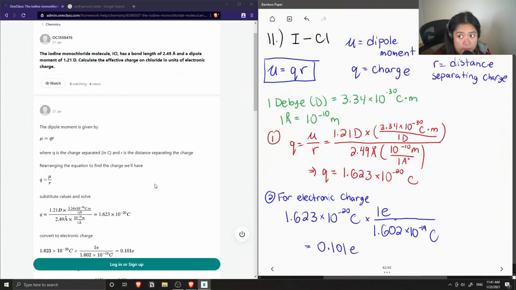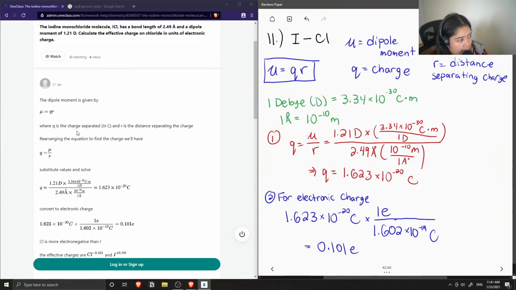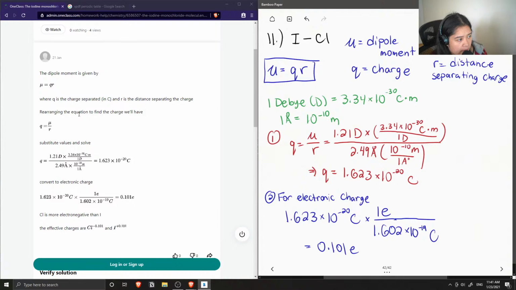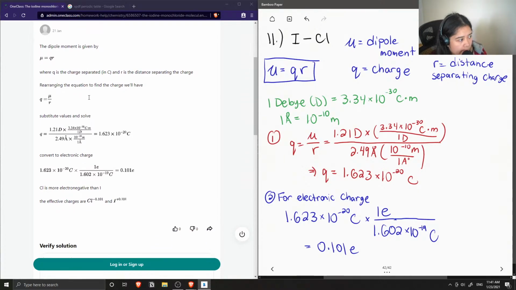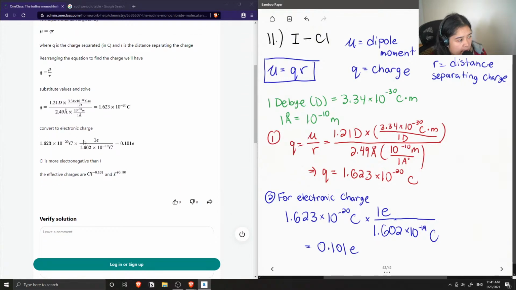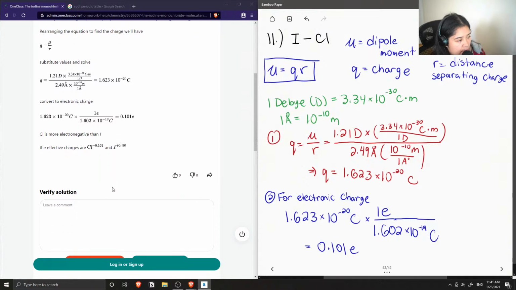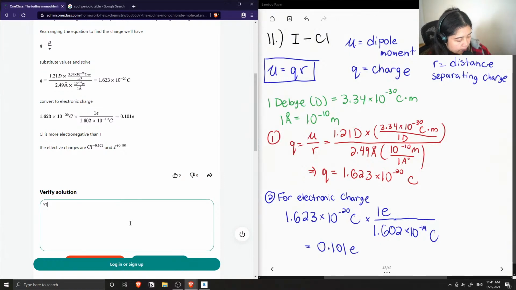So now let's see what the junior tutor said. Dipole moment is given by mu is equal to QR. Q is the charge in coulombs, and R is the distance separating the charge. Rearranging the equation to solve for the charge, they also got 1.623 times 10 to the negative 20. And then they convert it to electronic charge, so they got 0.101. And chlorine is more electronegative than iodine, so they just summarized that the effective charges would be chlorine negative 0.101 and iodine positive 0.101. So the solution is correct.